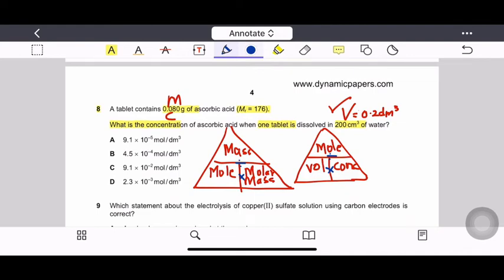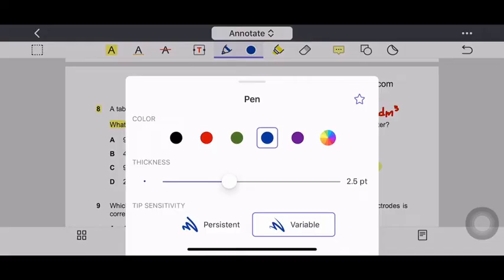In this question we have to interrelate two formulas. First one is mole equal to mass divided by molar mass. Second one is number of moles is equal to volume times concentration, that is for solution. So number of moles is the one that is common between these two equations.